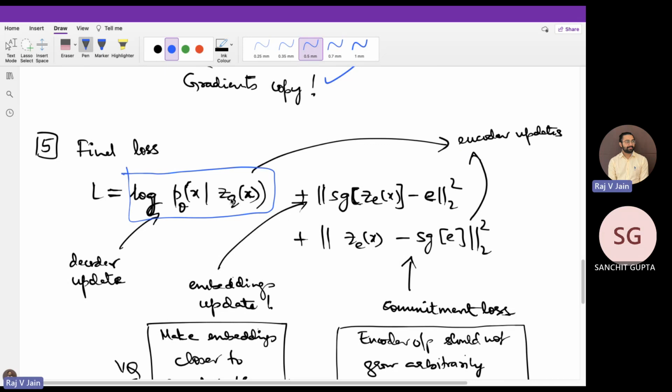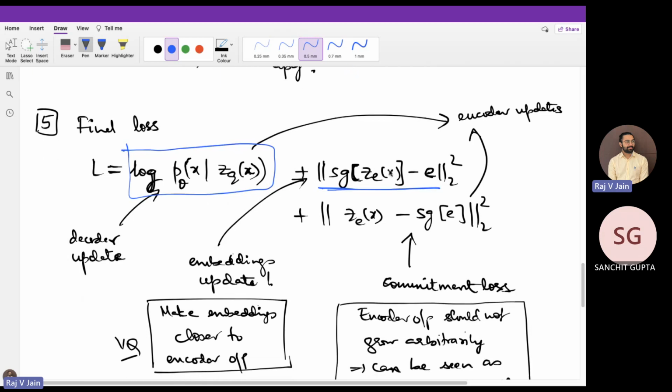Because it was a deterministic quantity. So we had x given z here, right? That z is basically zq of x. Zq of x passed into the decoder gives me x. That's my log of p theta, this one. So this part updates the decoder. Simple and straightforward.